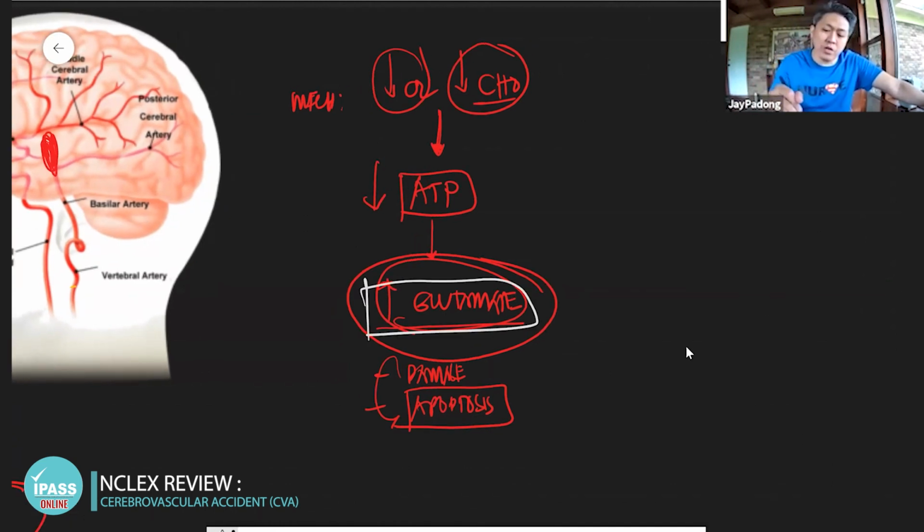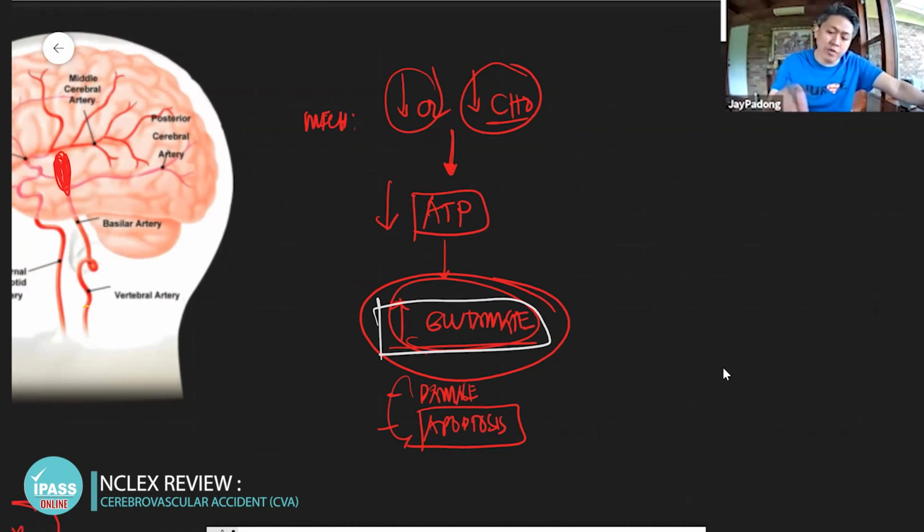Because of decreased oxygen, decreased glucose, decreased ATP, there is an increase in your glutamate level. You're not going to process it because everything is useless. And this glutamate, as the most abundant excitatory neurotransmitter, will exert its effect. It will cause damage and apoptosis to your tissues. That's the mechanism of your CVA, specifically if you talk about clots.